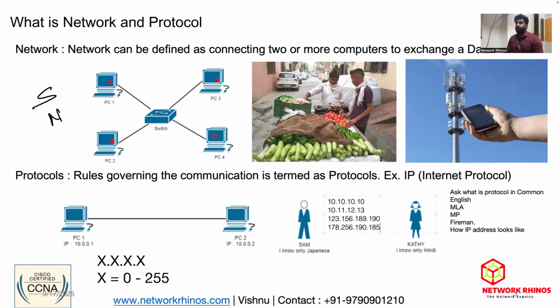178.256.190.185. Is it correct? No. This is a wrong IP address, because the second number is exceeding 255. So globally, anyone can give you any IP address and you can easily tell whether it is a right or wrong IP address. So that's a very simple process.